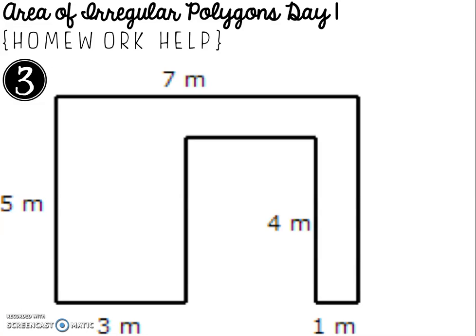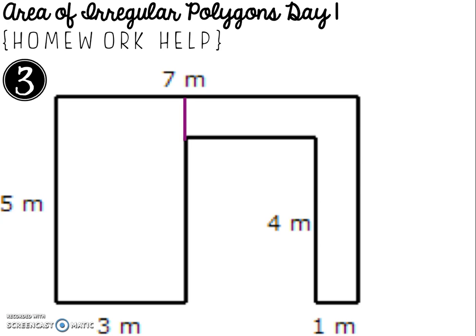Okay, so today we talked about finding the area of irregular polygons by breaking down these complex figures into either multiple rectangles or rectangles and triangles. So for your homework, I'm going to skip down to number 3. 1 and 2 kind of give you all of the measurements, so we're going to take a look at number 3. And this is one where you actually have to calculate some hidden measurements.